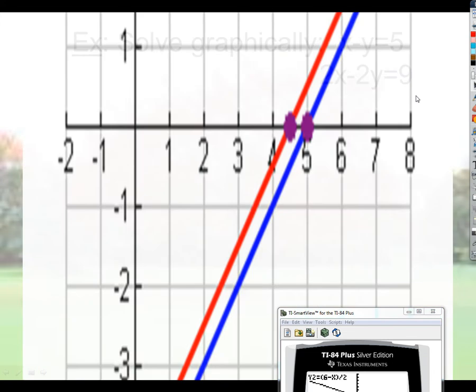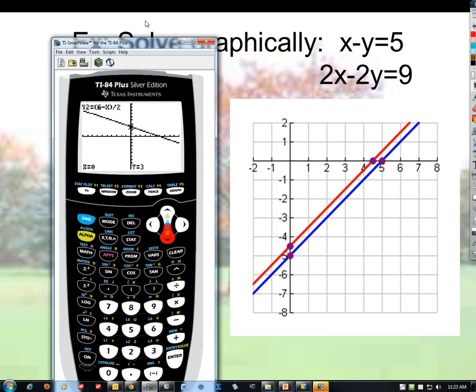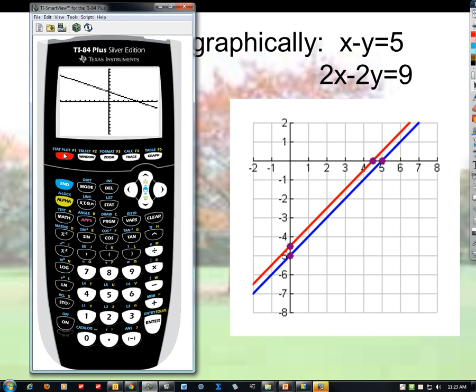Okay, so what about this one? It looks like they're probably parallel. Well, let's see. So everybody try this one real quick, and this is our last one for the day. Okay, so how am I going to solve for y in that first one? Five minus x, the y is negative, divided by negative, so it's negative 5 plus x.